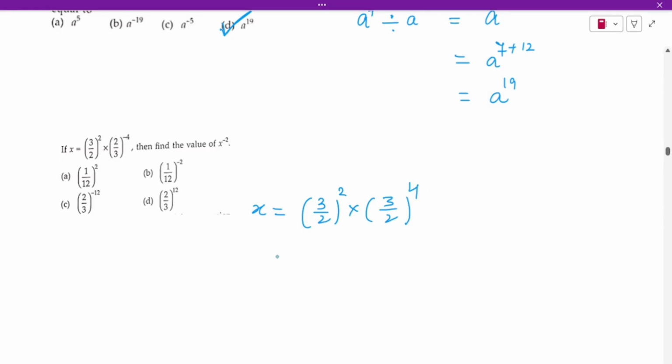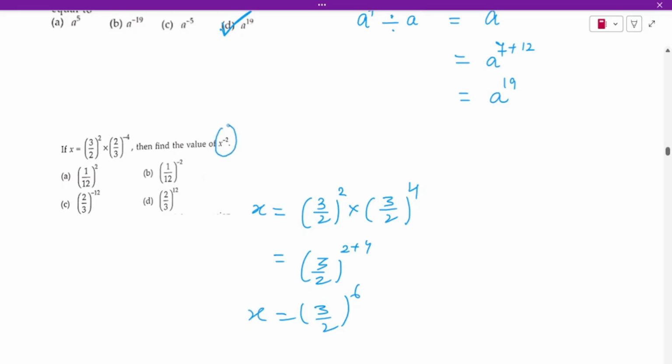Now this is the same base with multiplication, so we just have to go for the product of powers rule. There is a common base and the powers should be added. So 2 plus 4, which is 6. So (3/2)^6 is the value of x.